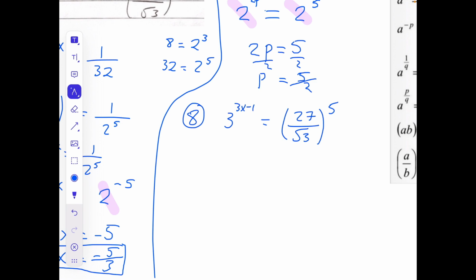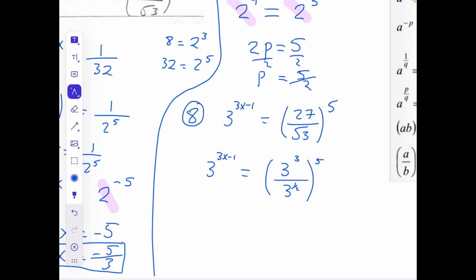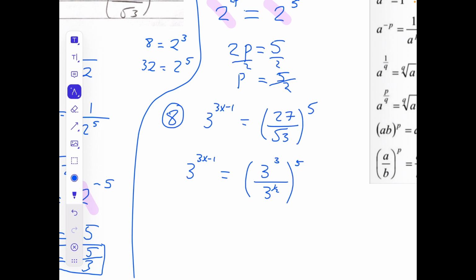First thing I don't like there is I don't like the square root of 3. So I can straight away change that into 3 to the power of a half. 27 as well, 27 doesn't work because it is a different number, so we want to write that as 3 to the power of something. So 27 is the same thing as writing 3 cubed. Maybe you can just check that on your calculator if you're not sure, especially if the numbers get any bigger.